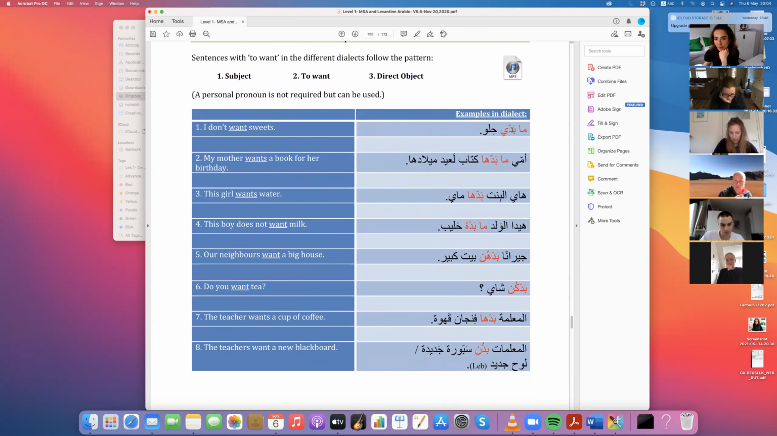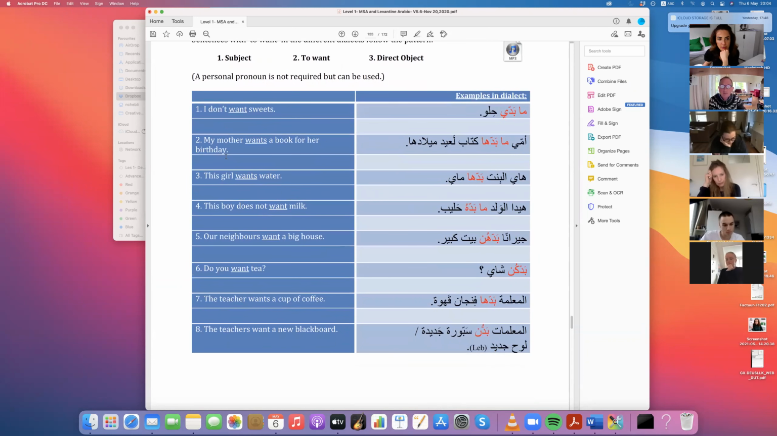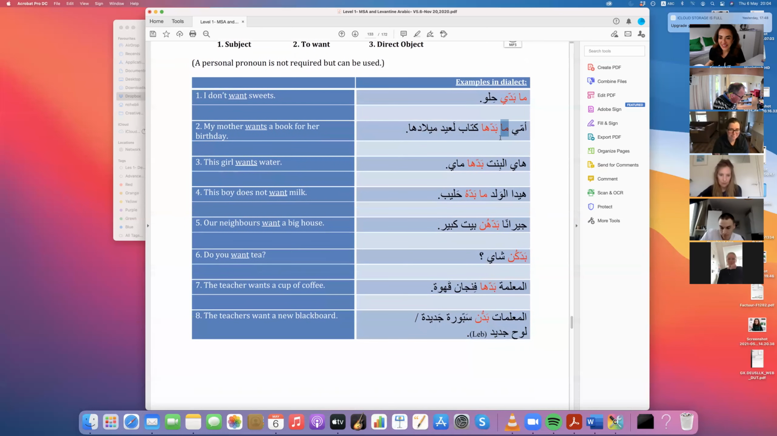So like here, "I don't want sweets": ما بدي حلو. I could have said, أنا ما بدي حلو. "My mother wants a book for her birthday." Look, أمي. Oh, there's a mistake. If you have the new book, remove ma. Let me see in the old book also. It's not in the new book. In Dutch and Arabic, it's always ma and geen. Is the translation good in Dutch? Ja, wil geen boek voor. Ah, okay, dan is het goed. I don't know what version I have. Anyway, let's ignore it. Like here, "my mother doesn't want a book for her birthday." أمي ما بدها كتاب لعيد ميلاد.